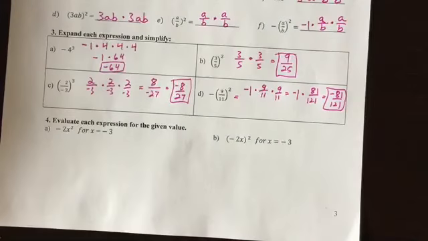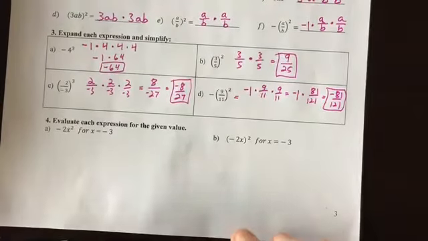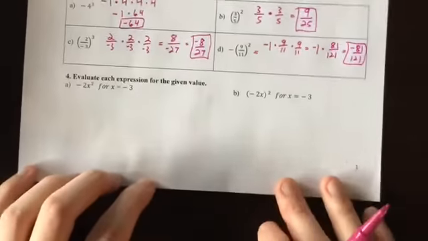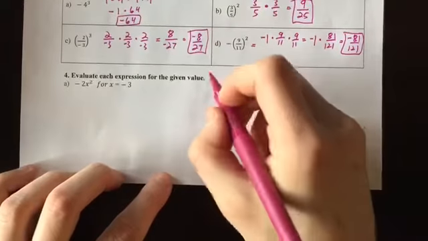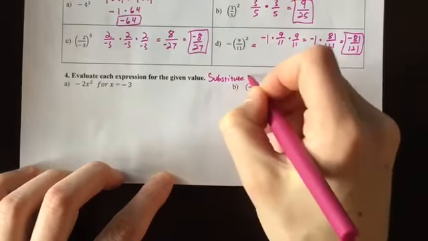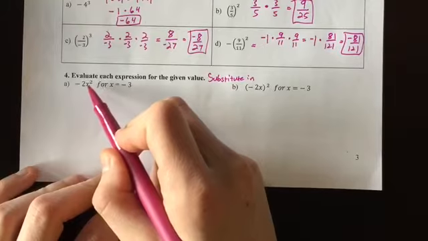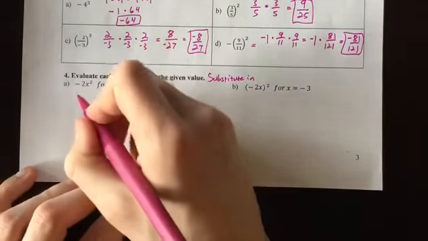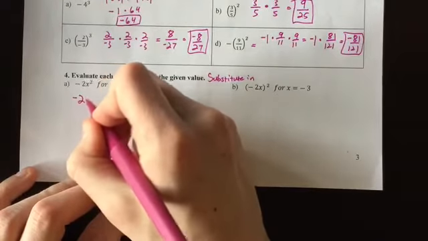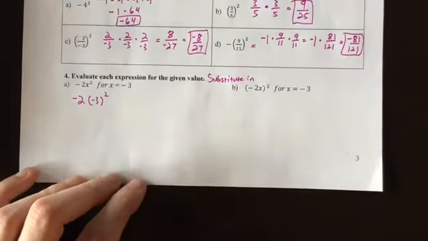Okay, excellent. Now, number 4, we're changing our work a little bit. We're going to make the exponents work for us. Evaluate each expression for the given value. So really what we're doing is we're substituting in. And remember, when we substitute in, we use parentheses. So we're evaluating -2x squared for x equals -3. When we substitute in, that's -2 in parentheses, -3 squared.